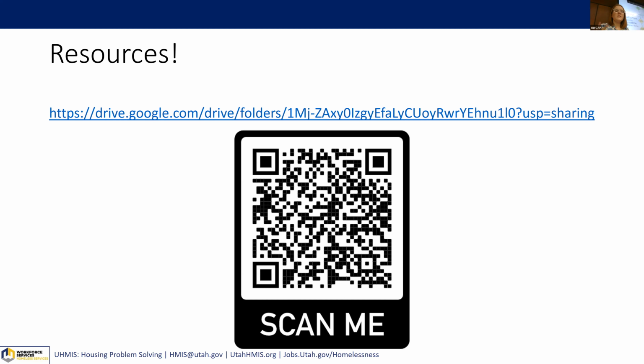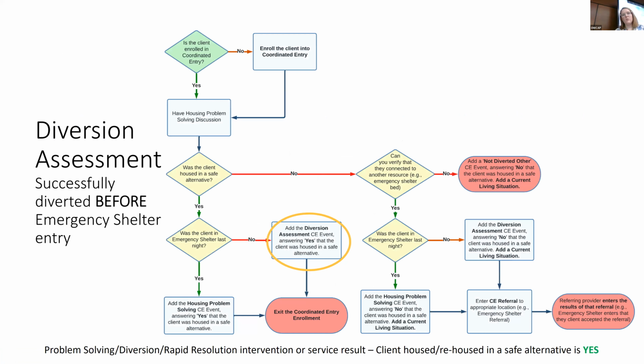In particular, there is this flow chart. If you're doing diversion or housing problem solving at all, I encourage you to print out this flow chart and stick it up on your wall because it can get really confusing really fast. This is also just a really good review of how complicated these CE events can get and when and where you would use them.